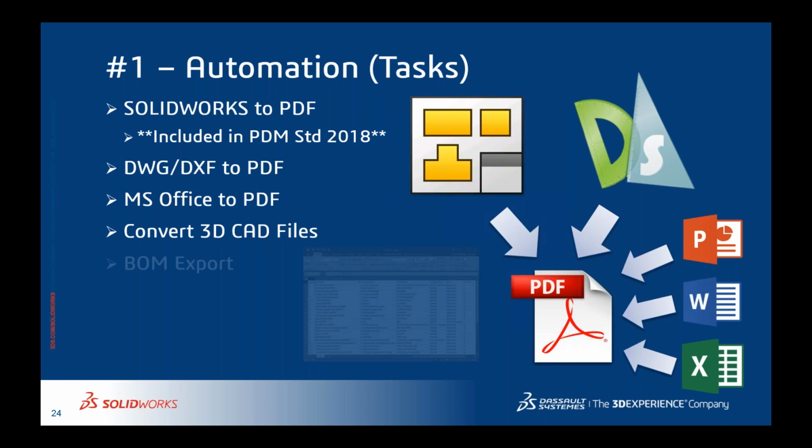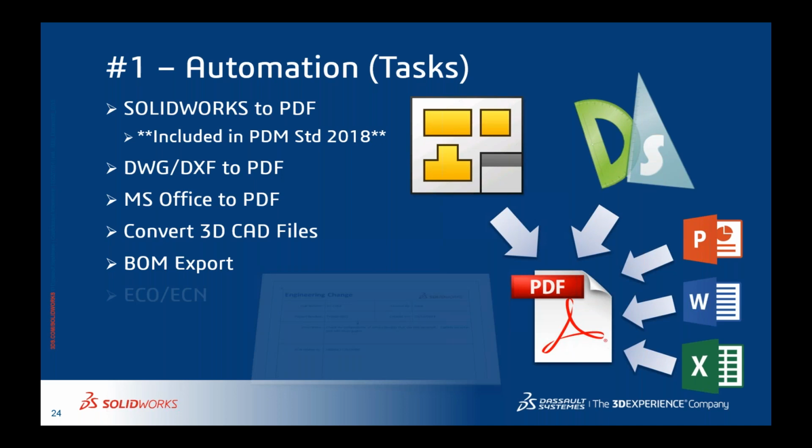We can convert 3D CAD files. We can also do BOM exports, right? So being able to, on that workflow transition, take the bill of material and export it to Excel, CSV, or XML for another business system, right? So just a lot of flexibility, and then ECO, ECN. Again, we can kick off templates, much like you saw with the project, and make sure that information is filled in.